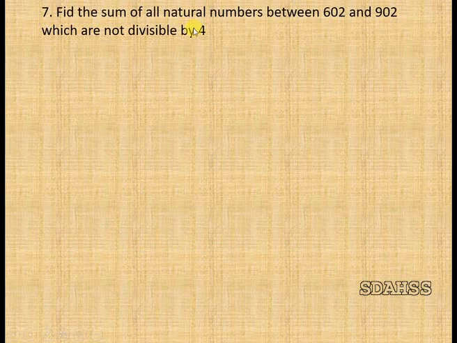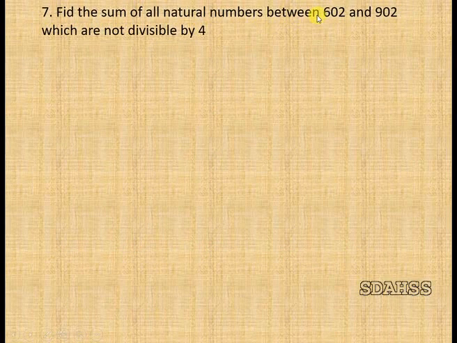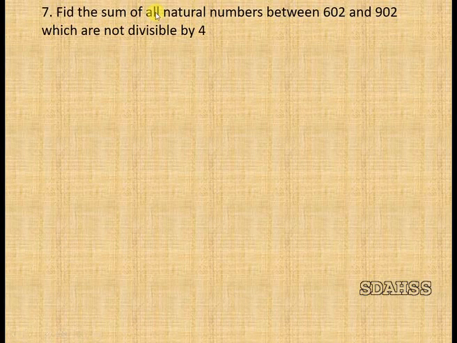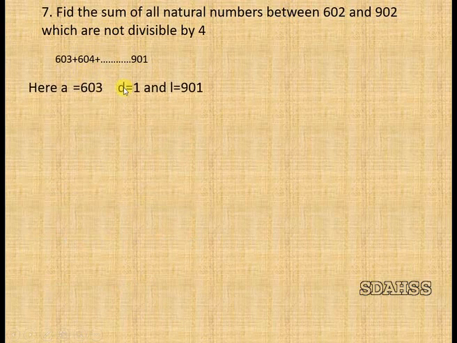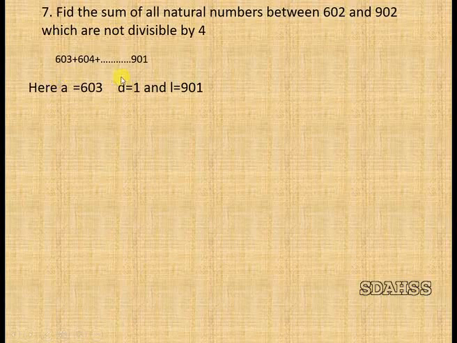Seventh sum. Find the sum of all natural numbers between 602 and 902 which are not divisible by 4. First you have to find the sum of all natural numbers between 602 and 902. So the numbers are 603, 604, etc. up to 901. We want to find the sum. So we can write 603 plus 604 plus etc. up to 901. Here a is equal to 603, d is equal to 1 and l is equal to 901.